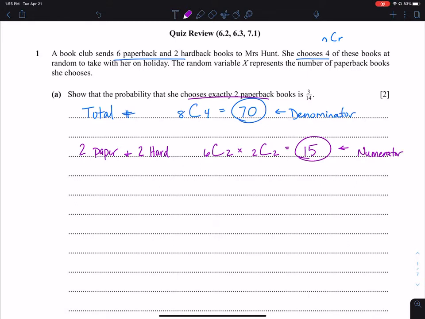All right, so you're ready to write your answer, the probability that you choose exactly 2 paperback books, and you can be as formal as you want with this, but your probability is going to be 15 over 70, and that simplifies to be what we're looking for, which is 3 over 14, okay? And if you check your mark scheme, there are other ways to do this. There's not many, but that is what they're looking for, okay?